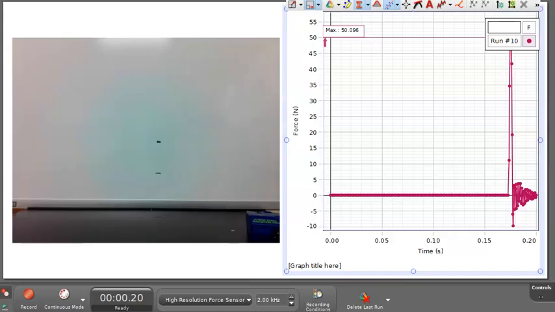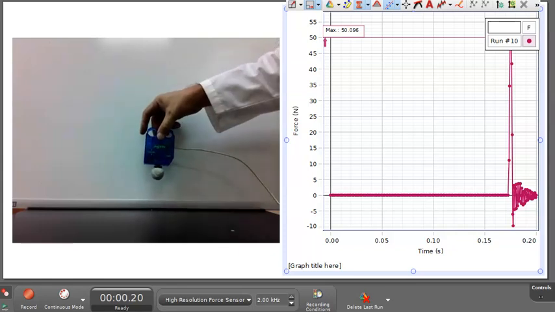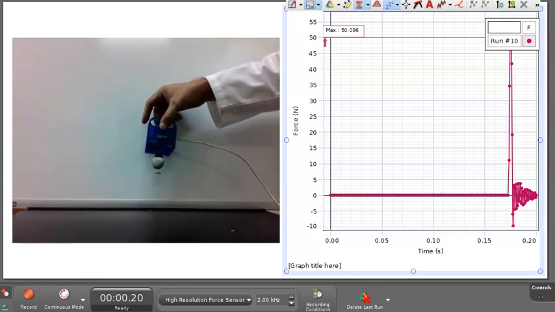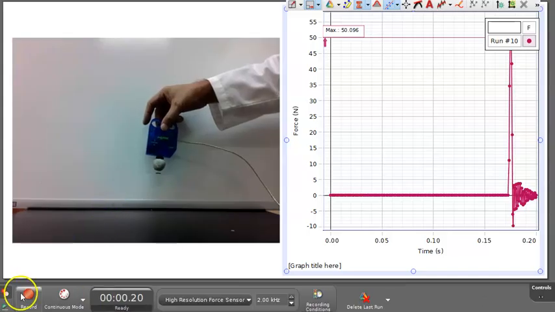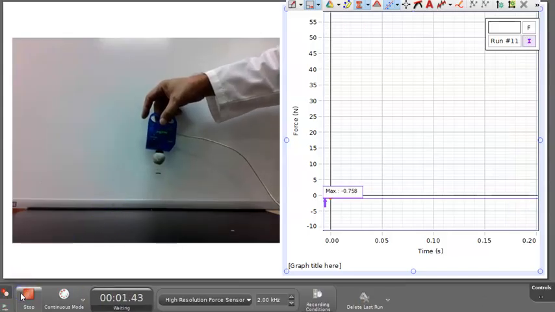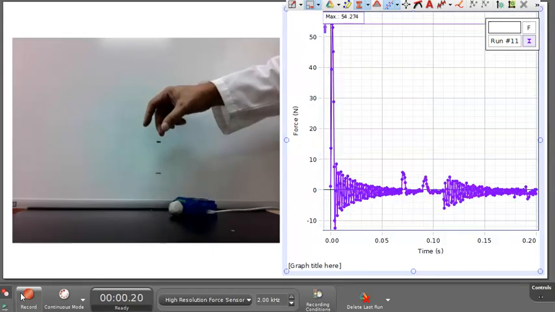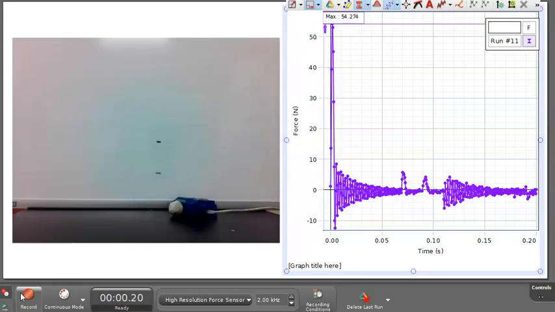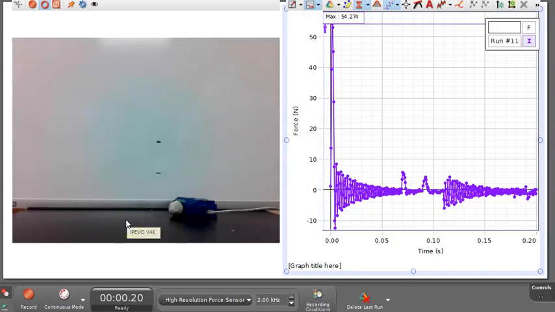All right. And we're going to drop this ball from the same height that we dropped in the first case. All right, so we're going to place this there at about 9 centimeters, and we'll go ahead and start recording. And let's see what happens. We got a whole mess of stuff, but we did get a maximum force. So 9 centimeters of height, and we have a maximum force of 54 newtons.